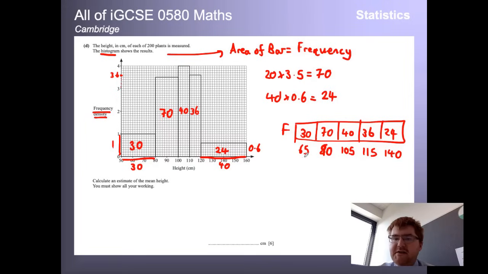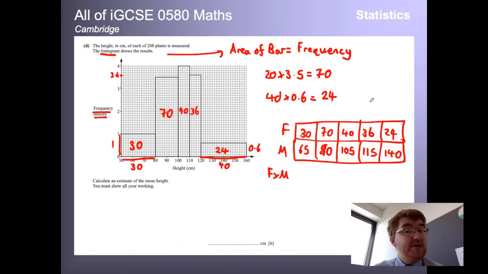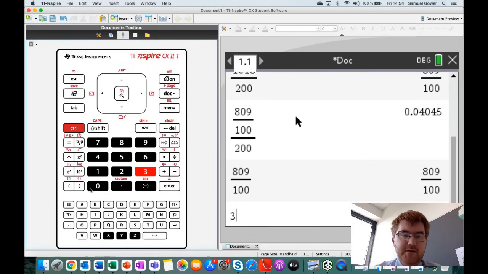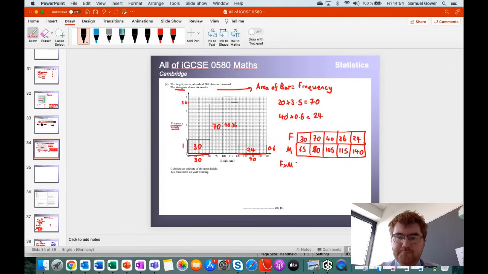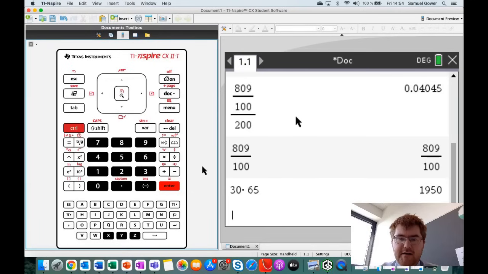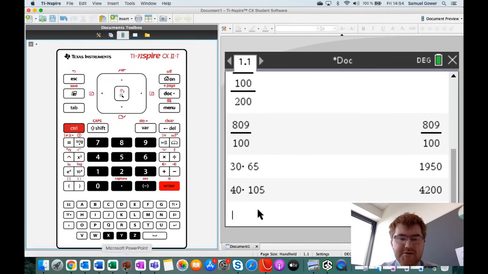And in a similar way to how we did the previous question, I'm going to call this M for midpoints. We need to work out F times M. So we need to multiply these together. Again, let's go to my calculator and work this out. So let's start with 30 times 65, that's going to be 1,950. 80 times 70, that's 5,600. Some of these you can do in your head. 40 times 105, probably could do this in my head, but we've got a calculator. 4,200.